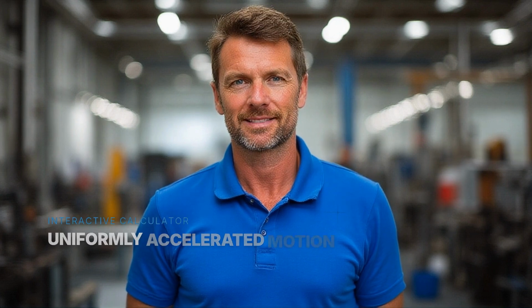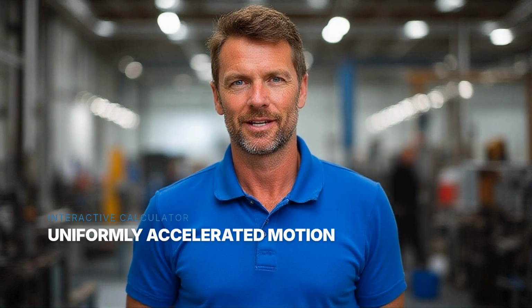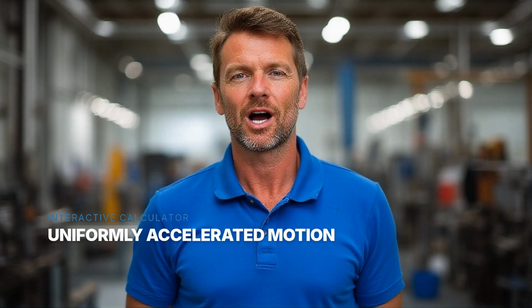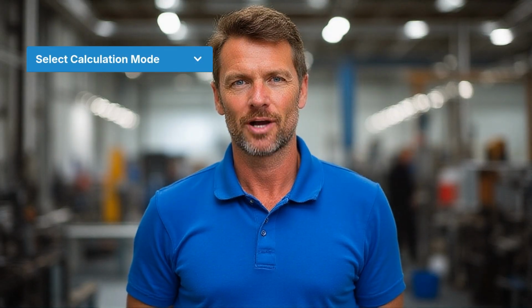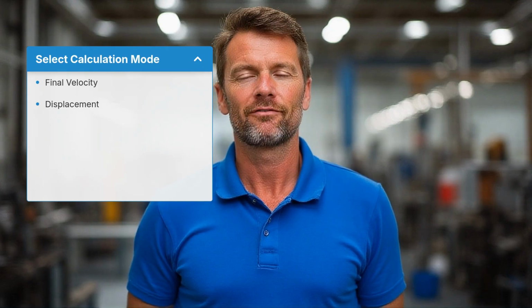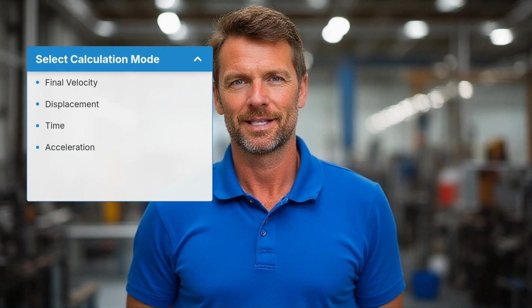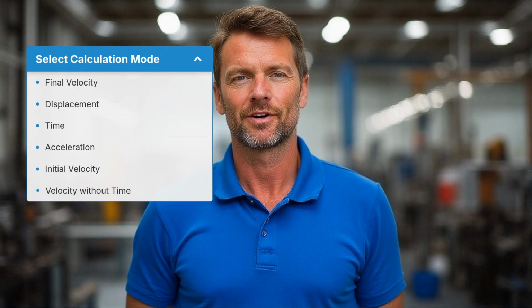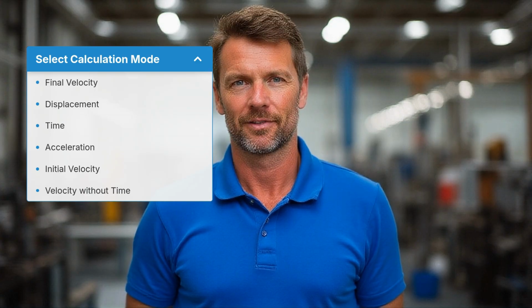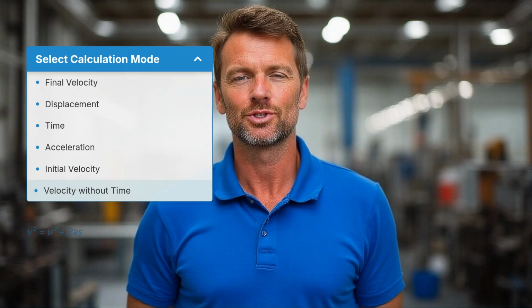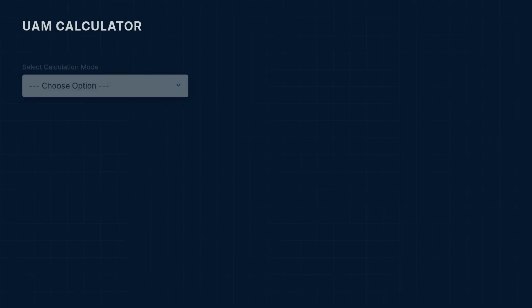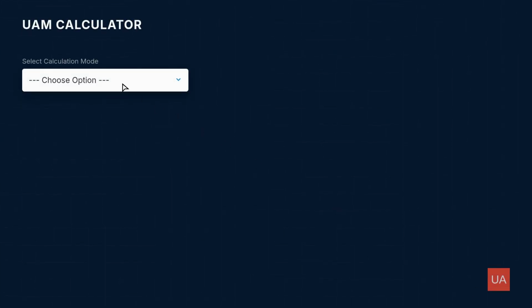Welcome to the Uniformly Accelerated Motion Interactive Calculator, which solves kinematics problems for objects moving with constant acceleration. This calculator features a drop-down menu called Select Calculation Mode with 6 options: solve for final velocity, solve for displacement, solve for time, solve for acceleration, solve for initial velocity, and velocity without time using the equation v squared equals u squared plus 2as. For this demonstration, I'll select solve for final velocity.